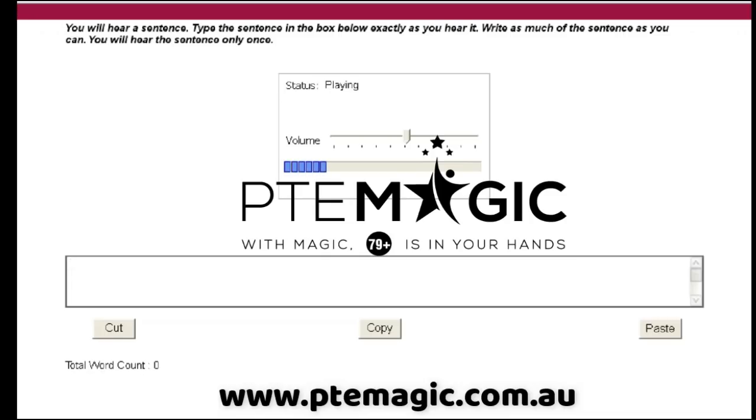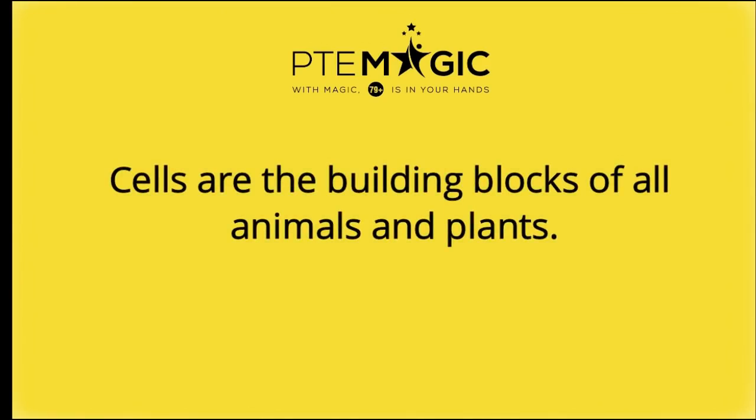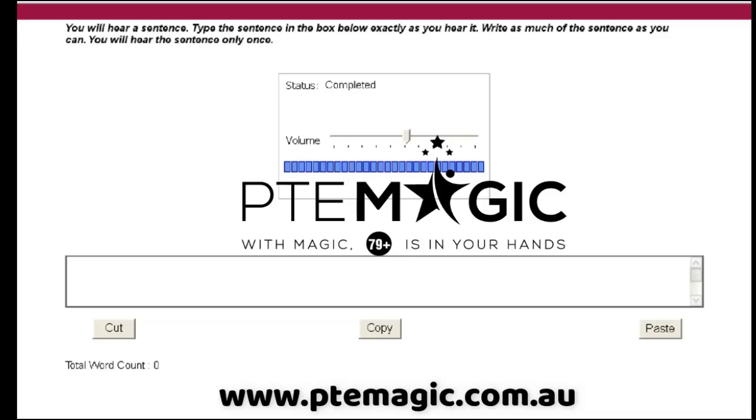Cells are the building blocks of all animals and plants.